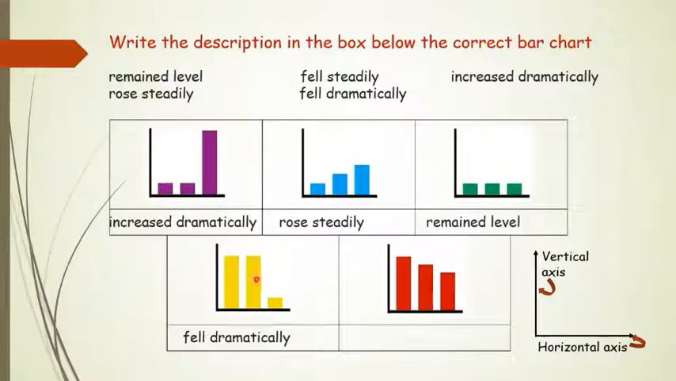A sudden decrease, then you have to use fell dramatically. Okay, increased dramatically, fell dramatically. And then we have here the last one. There is a decrease, a kind of gradual decrease. So then we use fell steadily. Right? Now just be familiar with these phrases: increased dramatically, rose steadily, remained level, fell dramatically, fell steadily.